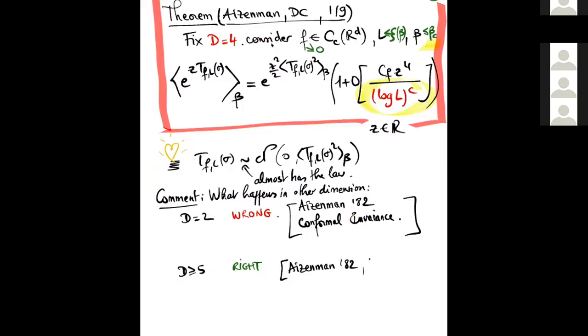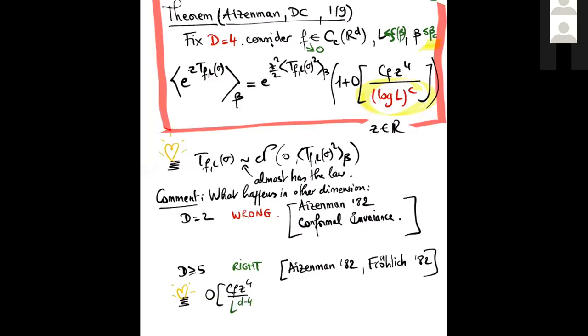And in the same year by Fröhlich. I will explain it when I discuss the Euclidean field theory approach. And what I should say is that there, the error term, the big O, becomes C over L to the D minus 4. So you see we get a polynomial decay in the scale L of your average. Why at, in dimension four, sorry, you only get logarithmic correction. Okay.